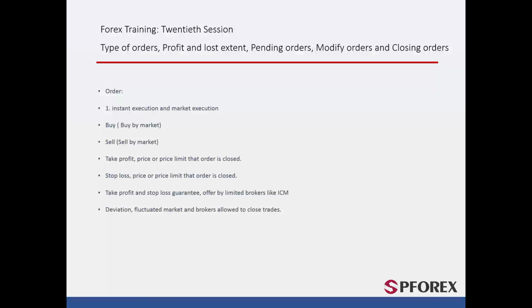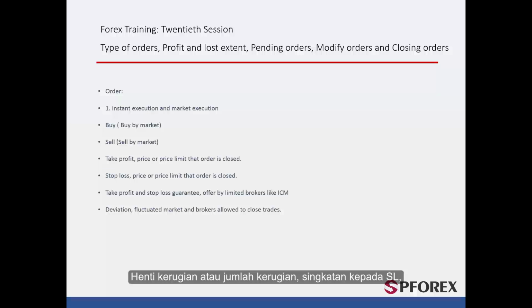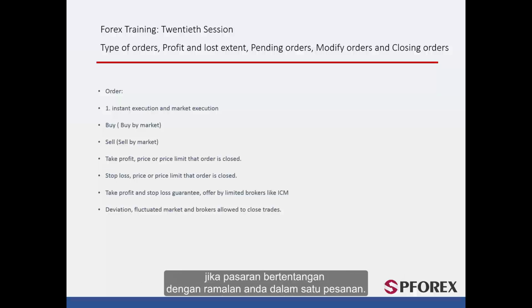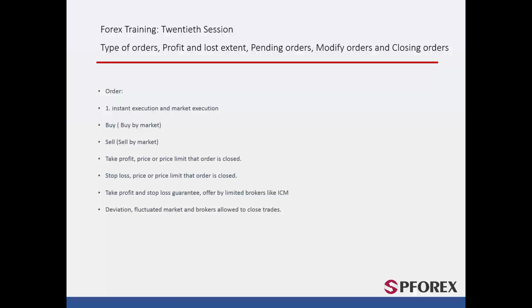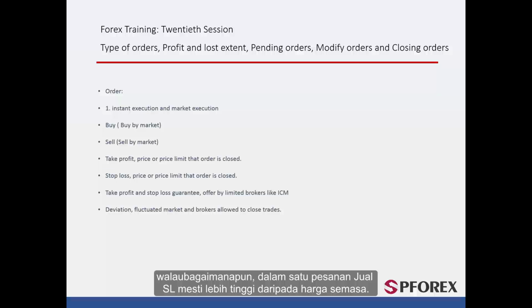Stop loss. Stop loss, or loss amount, abbreviated to SL, is the price you choose to limit the loss if the market goes opposite to your prediction in an order. In a buy order, SL is lower than the current price. However, in a sell order, SL must be a higher price than the current price.